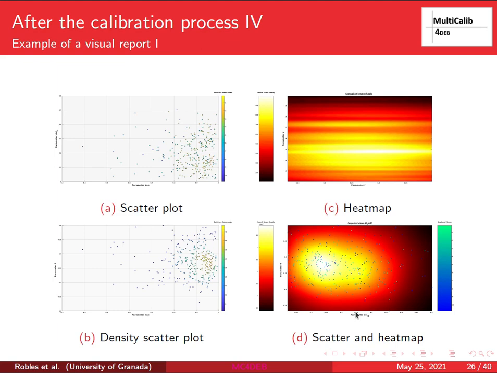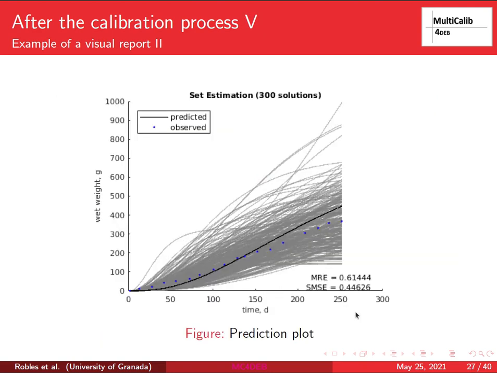Here you have some examples of visualization with scatter plots and heat maps. These kinds of charts can be useful to better understand how the parameters are related between them, and what areas of the search space they cover. And here you can see an example of a prediction plot for a dummy 10 minute calibration containing 300 solutions.